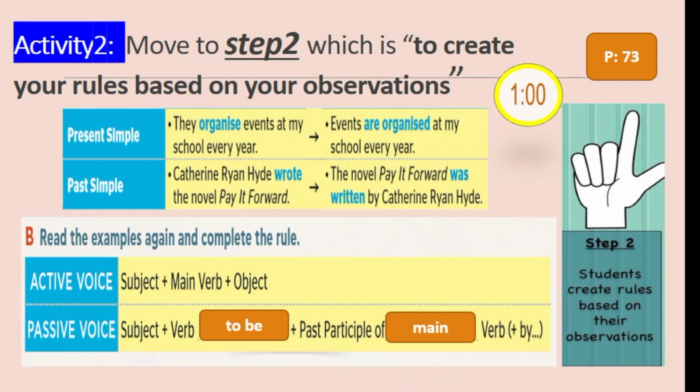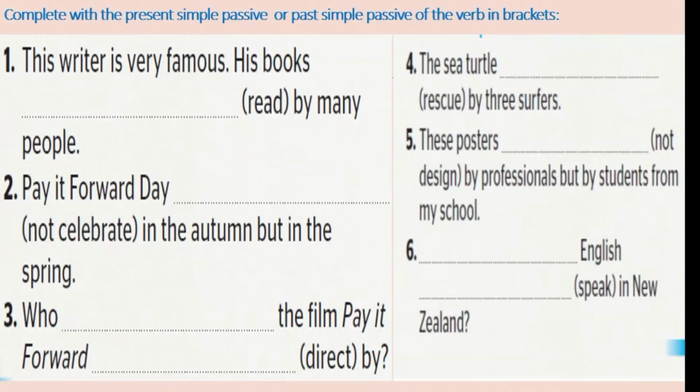يبقى في الأكتف الفاعل والفعل والمفعول. في الباسيف حولنا المفعول به إلى فاعل واستخدمنا جزء من verb to be سواء كان في المضارع am is are وفي الماضي was were زائد التصريف الثالث من الفعل الأساسي.